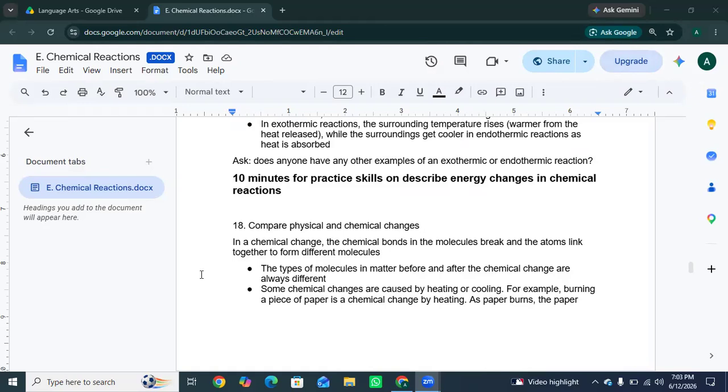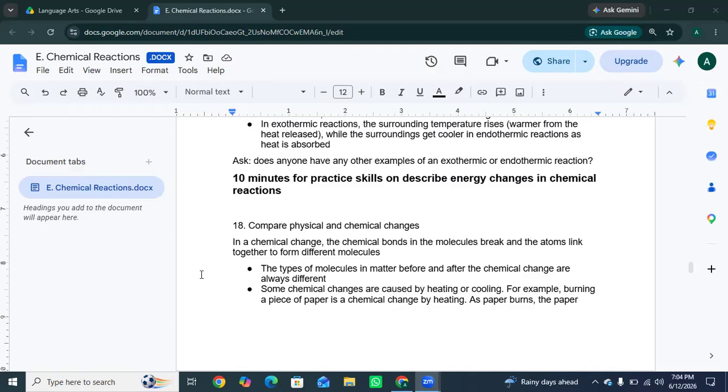The next one is compare physical and chemical changes. In a chemical change, the chemical bonds in the molecules break and the atoms link together to form different molecules. Old chemical bonds break completely and atoms rearrange and link up in brand new ways. The type of molecules in matter before and after the chemical change are always different.